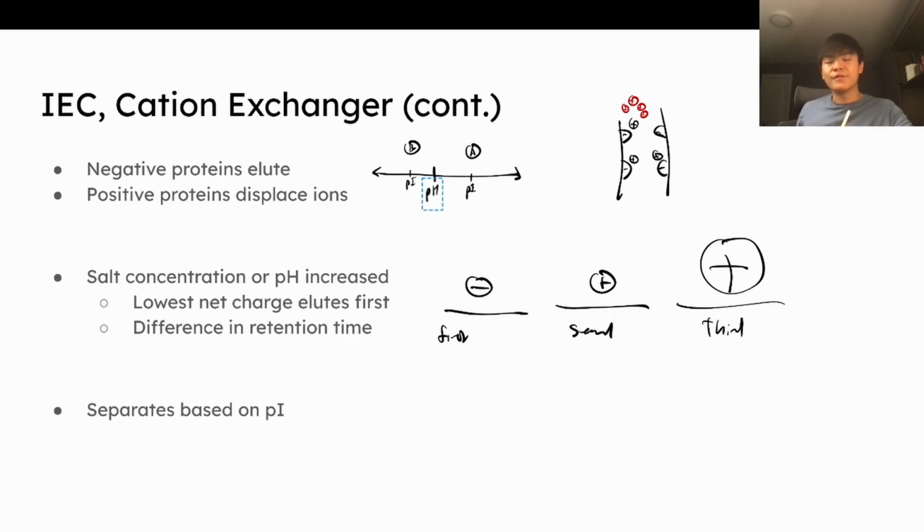B is going to turn negative, right? He's going to get repelled by these beads and leave. So basically what we've done is turn B into a negative protein by increasing our pH to where it's going to leave now, right? And so now we've sorted the proteins based on isoelectric points. That's the beauty of cation exchanger chromatography. I hope that made sense.